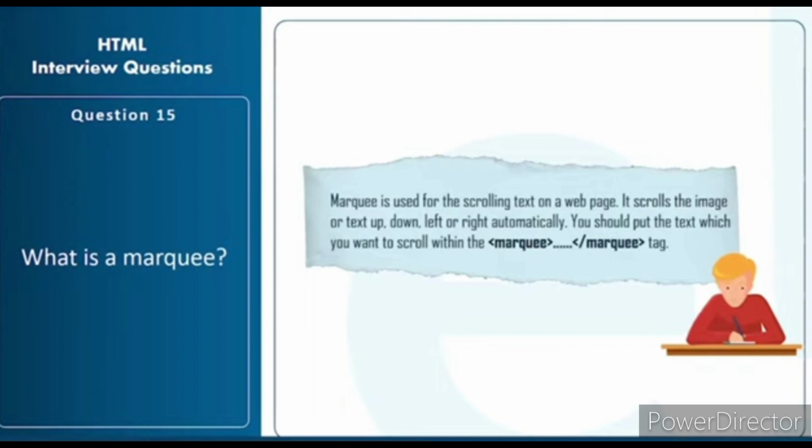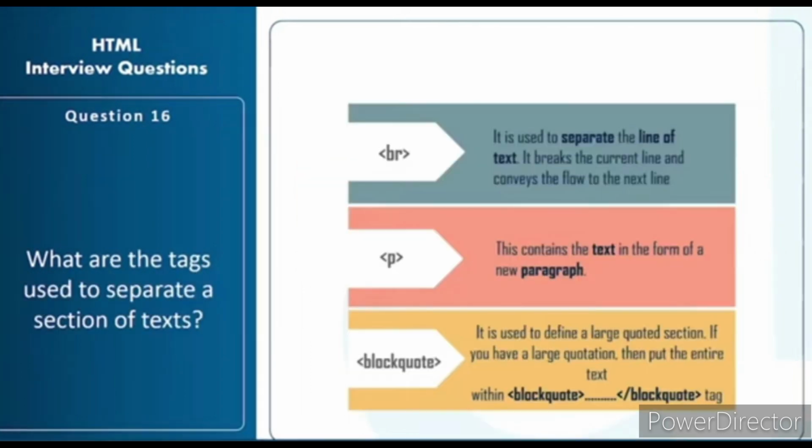And the next question is, what are the tags used to separate a section of text? Here, BR is used to separate lines of text. It breaks the current line and moves to the next line. P contains the text in the form of a new paragraph. And blockquote is used to define a large quoted section. If you have a large quotation, then put the entire text within the blockquote open tag and close tag.